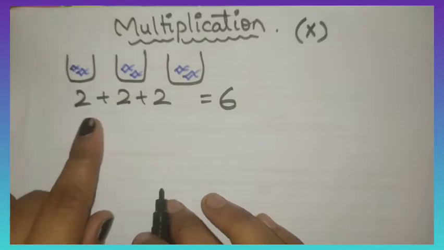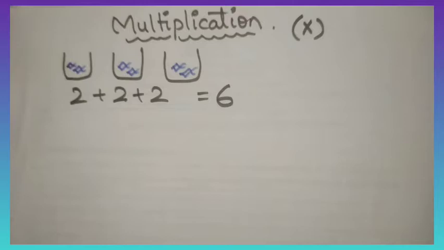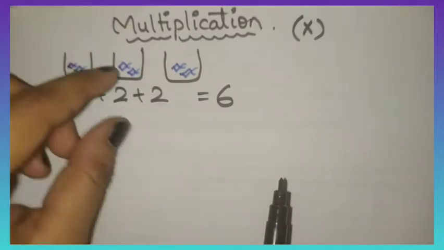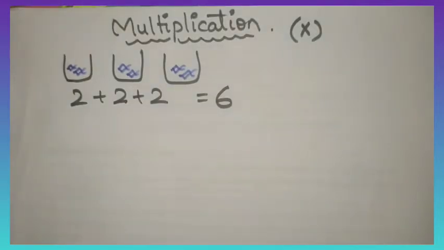This is the addition fact. We did repeated addition to find out the total number. Here only 3 balls are there, so we did addition. It is very easy. If there are so many balls, for example 20, we would write 2 plus 2 plus 2 plus 2 plus 2 and so on, 20 times. At that time we'll do multiplication.